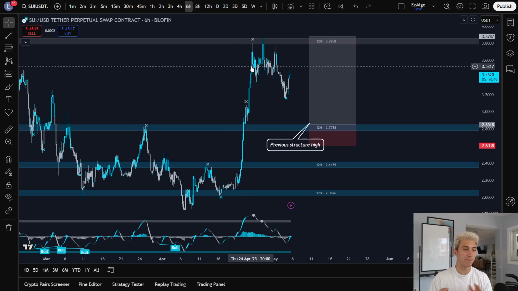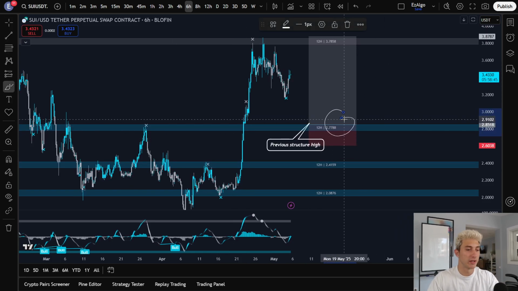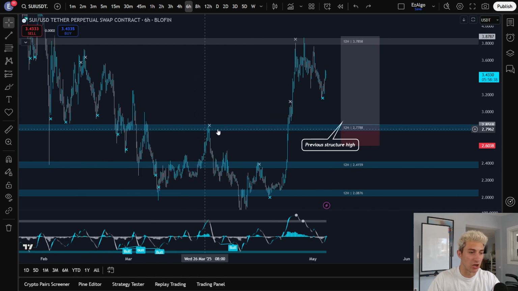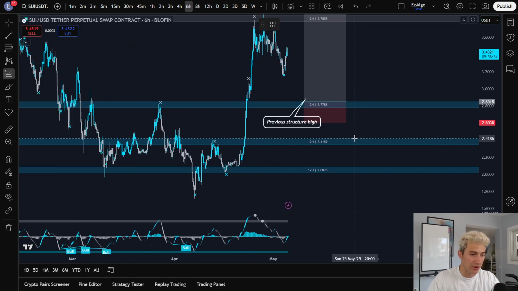Now, let's say price for some reason fails this level. Okay, let's say we get stopped out, or let's say we don't have any reactions on a lower time frame. Maybe it's a news day. For whatever reason, we fail this level and this trade gets stopped out. We can still look for long positions at these next higher time frame levels.